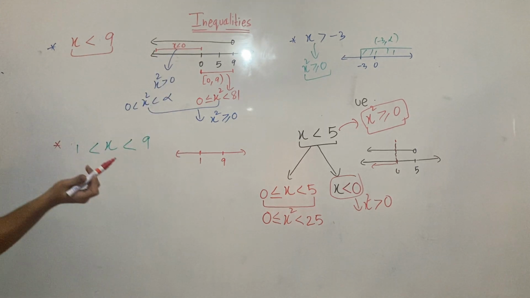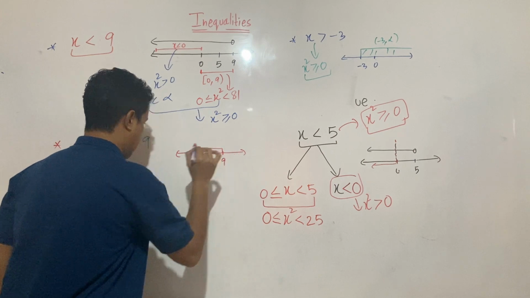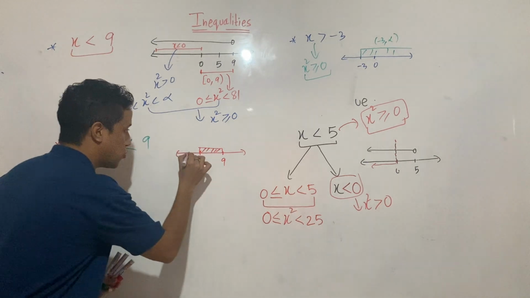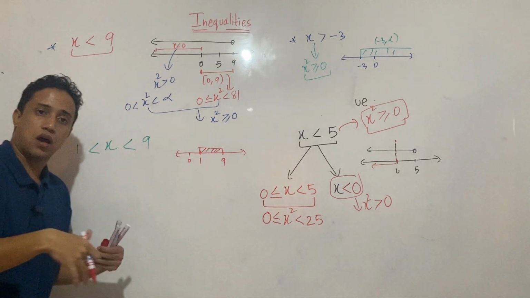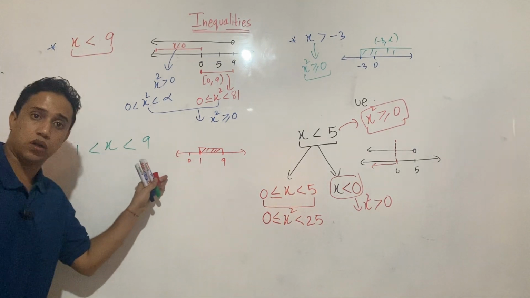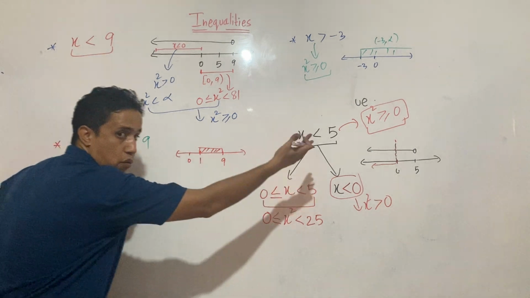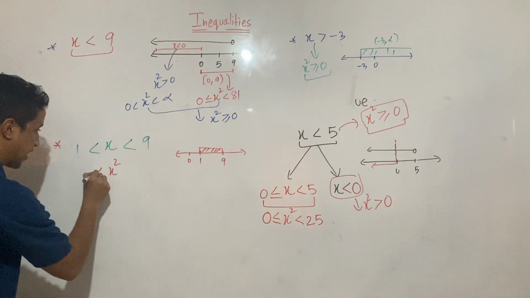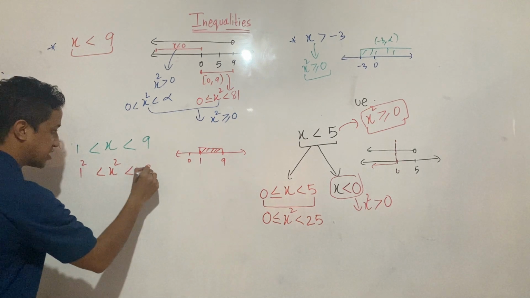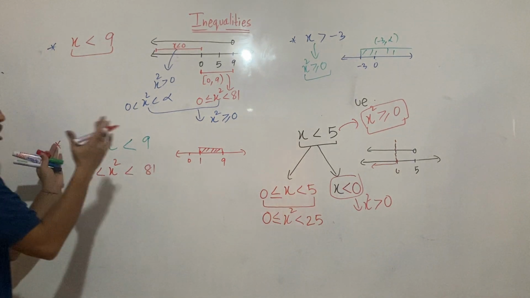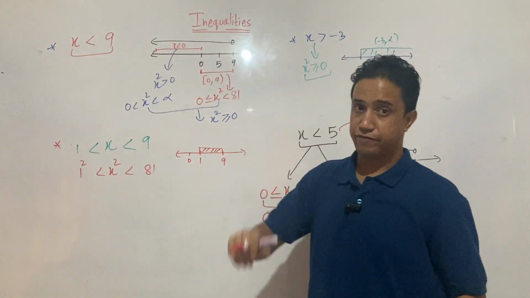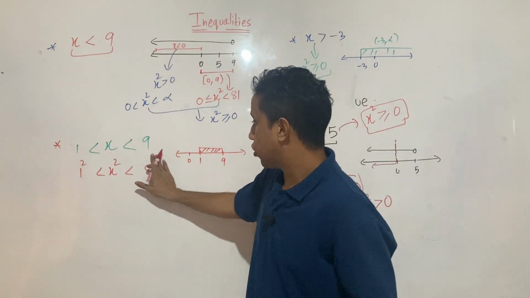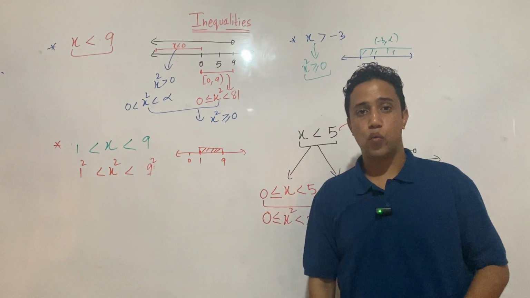Now if x is between 1 and 9, they are talking about this region. Here we know 0 is here. In this case, because the given interval doesn't include 0, because it lies on the right side of 0, we can say that x square will take the minimum value of 1 and the maximum is going to be 81. So when you are given two positive numbers, you can just do the squaring on both sides to get the value of x square.